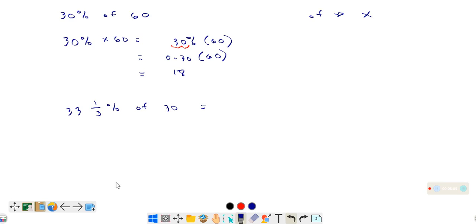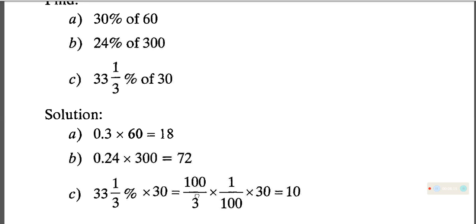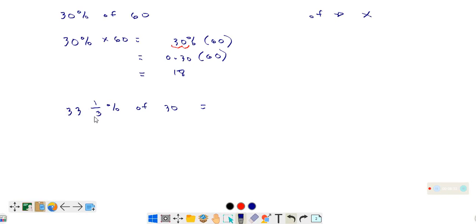percent of 30. Dito, baka malito kayo, 33 and 1/3 percent of 30. Anong gagawin natin dito? So, ito, convert mo muna siya sa decimal. So, paano natin siya i-convert sa decimal? Okay. So, 100/3 times 1/100 times 30 is equal to 10.